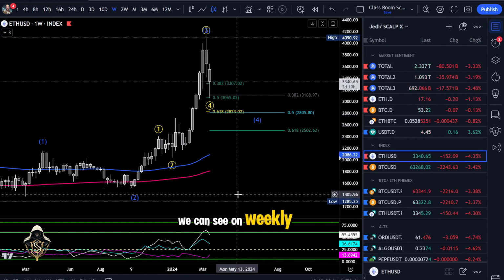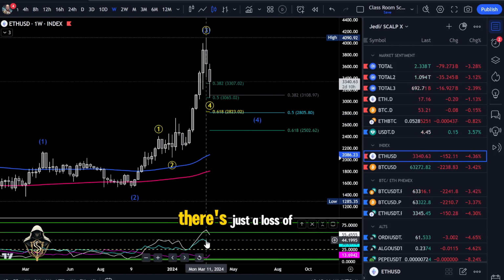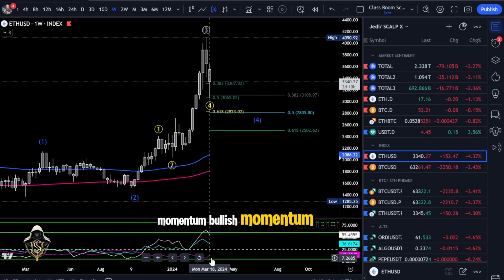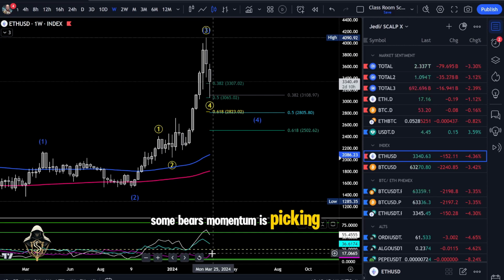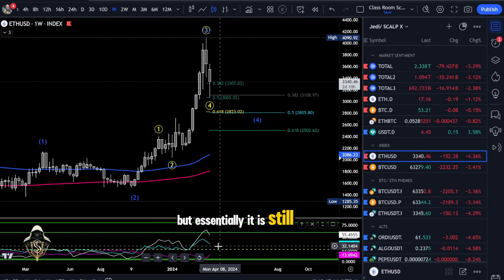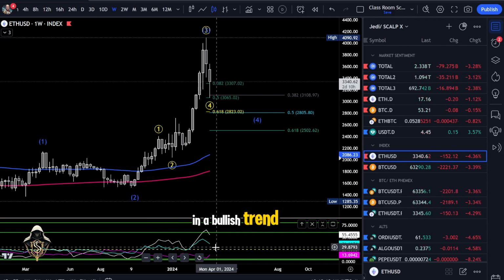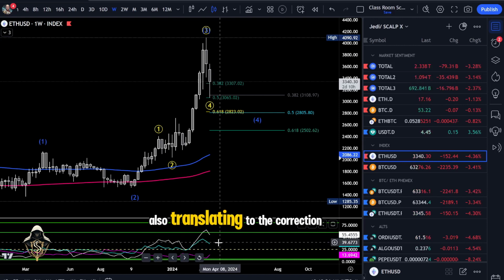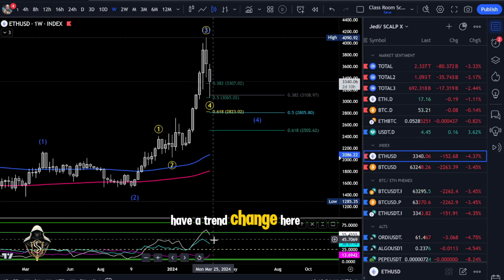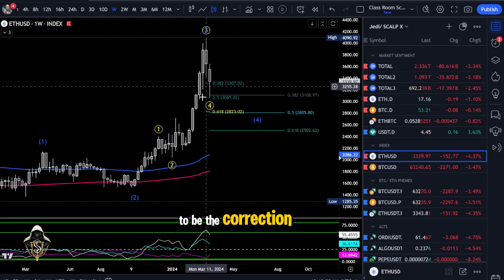We can see on weekly for ETH, there's a loss of strength. There's just a loss of momentum, bullish momentum. Some bearish momentum is picking back up, but essentially it is still in a bullish trend. It has not changed hands just yet. So this essentially could just be the bullish retest, also translating to the correction wave of the fourth wave, right? I don't expect us to have a trend change here and we go down to 2000s. I expect there to be the correction.